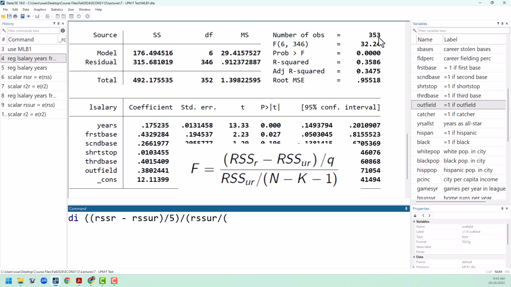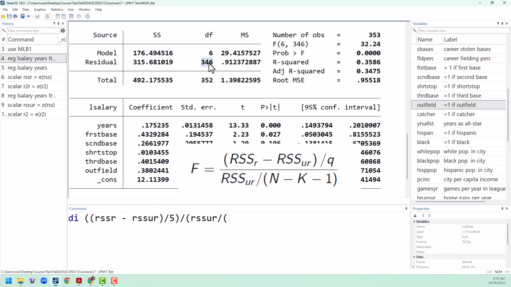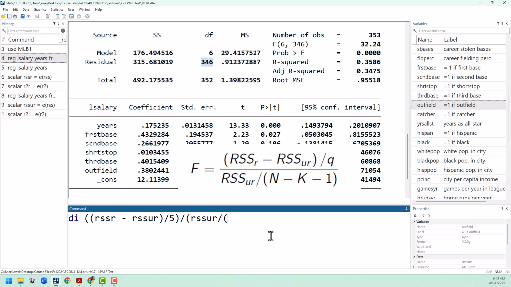Here we have n of 353, k is 6, and then minus one more for the constant. That number is always going to show up right here in our unrestricted model. It's going to be 346.